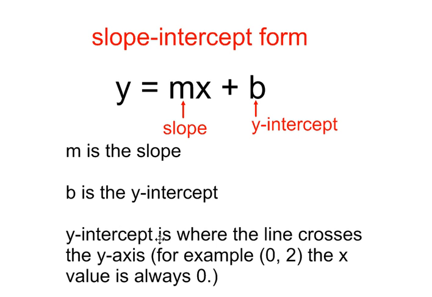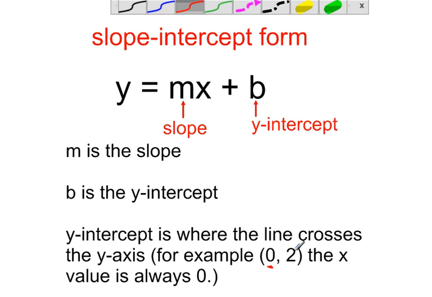Now, the y-intercept is where the line crosses the y-axis. For example, (0, 2). It's also where the x value is always 0. So in this point (0, 2), our x value is 0 and our y value is 2. So we'd say b, the y-intercept, is 2.